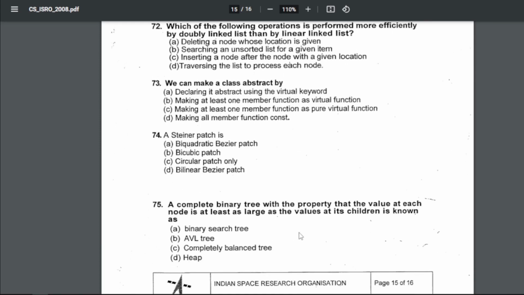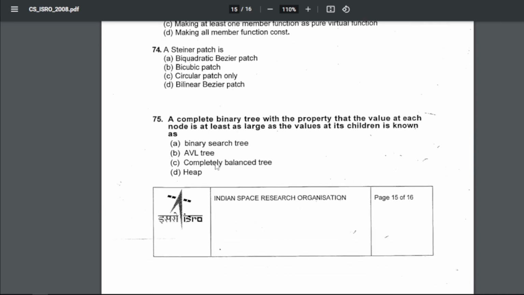74 is a linear patch is what? So basically a linear patch is option A, that is by quadratic Bezier patch. So linear patch is by quadratic Bezier patch.